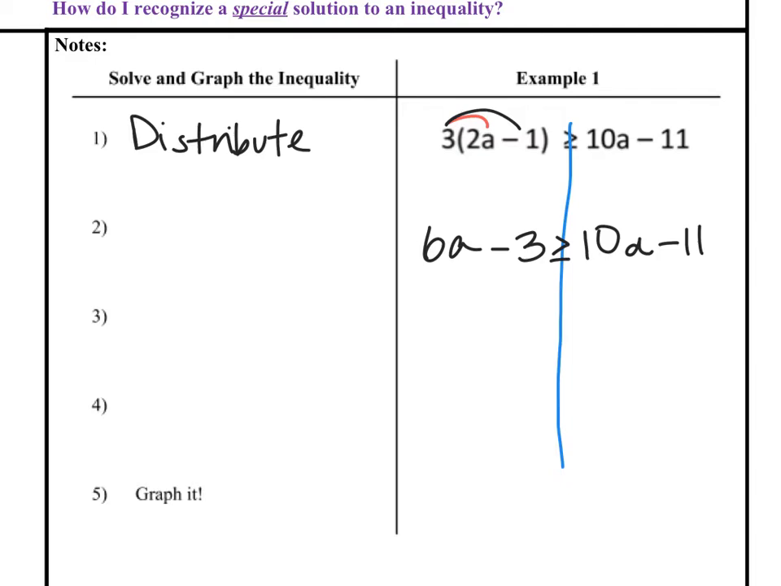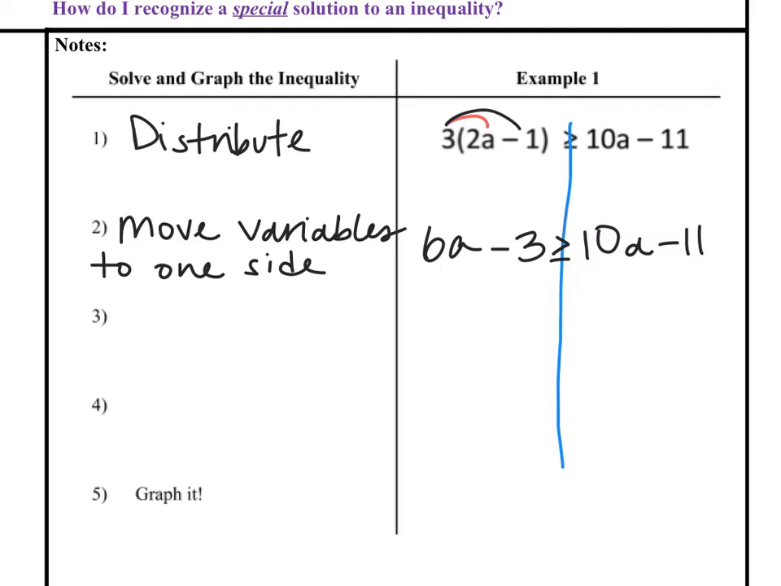Next step is C. Can you combine like terms? And this is where I'd yell at you in class. No, you can't, because your, quote, like terms are on different sides. So they are actually not like terms. But you can move your variables to one side since you have variables on both sides. Okay, let's do that. You can move the 6a or the 10a, it doesn't matter. I'm going to move the 10a.